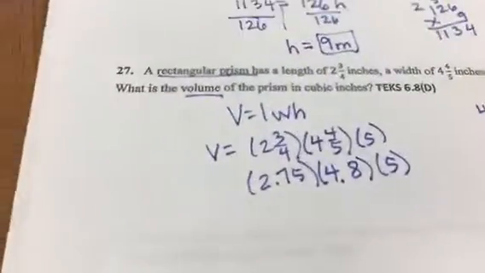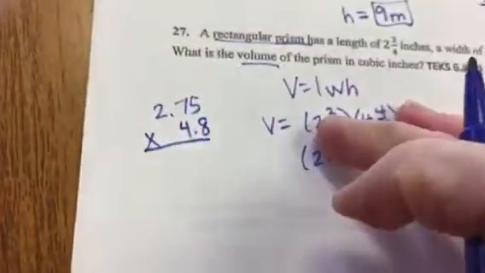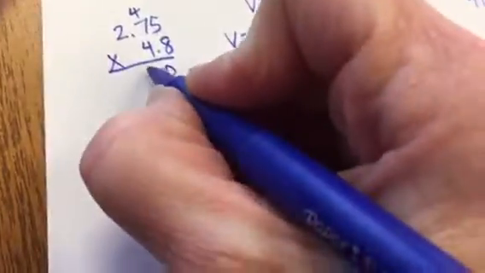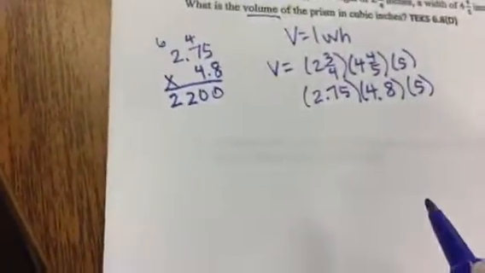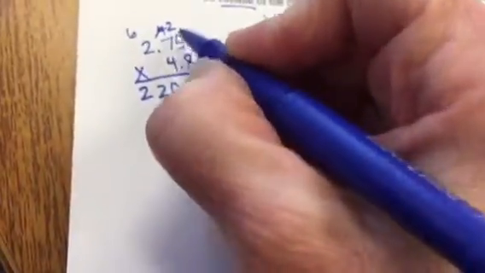Alright, the last thing I need to do is multiply all these numbers together. So I have 2.75 times 4.8. I don't need to line these up because I am multiplying. 8 times 5 is 40, carry your 4. 8 times 7 is 56, plus 4 is 60. 8 times 2 is 16, plus 6 is 22. When I start the second row, I start with a 0. 4 times 5 is 20, carry your 2. 4 times 7 is 28, plus 2 is 30. And then 4 times 2 is 8, plus 3 is 11.